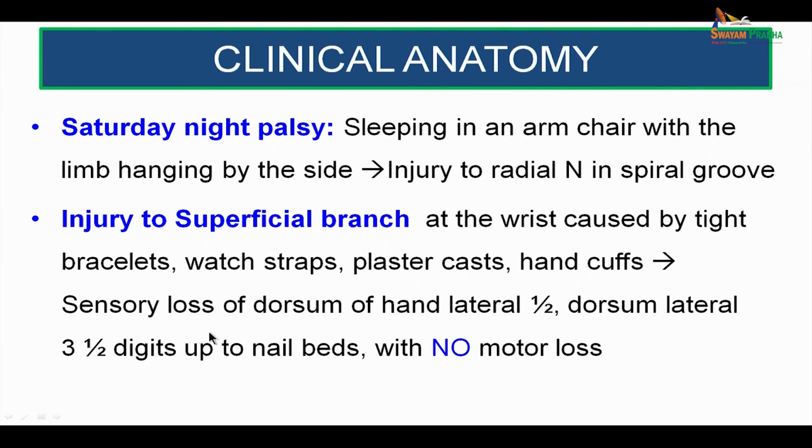All this leads on to a loss of sensation in the area it supplies, namely the dorsum of the hand, lateral half, dorsal lateral 3.5 digits up to the nail beds, and absolutely there is no motor loss.